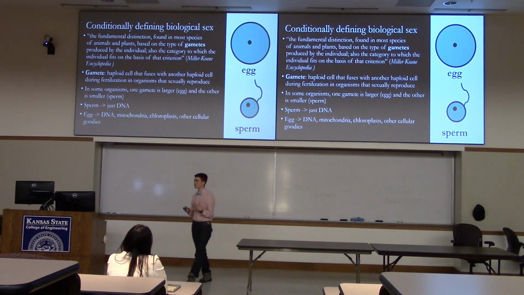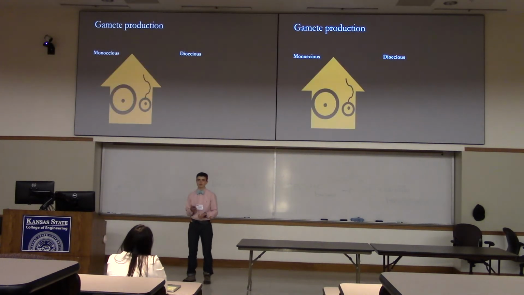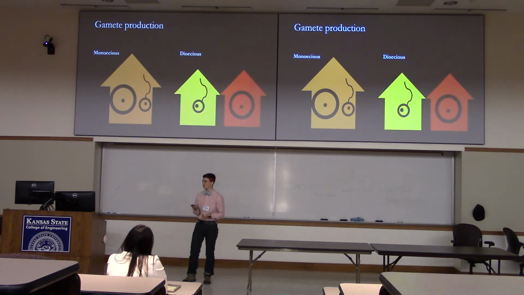And then once we know where we're getting this idea of biological sex from gametes, then we can talk about how do we get gametes. So we need organisms that produce them. And we can either do this in a monoecious manner, where we have a single organism that produces both eggs and sperm. I use a house because monoecious literally means one house. Or we can have dioecious organisms, where we need a separate individual to produce eggs and then to produce sperm.